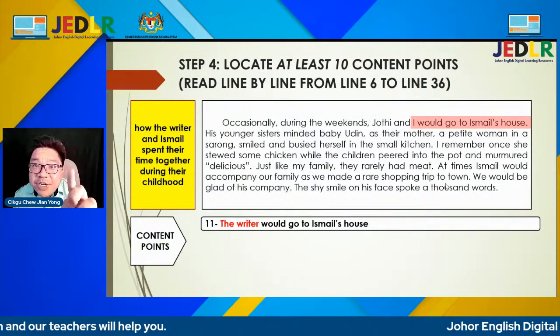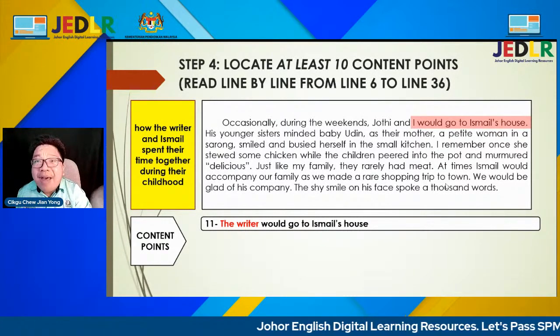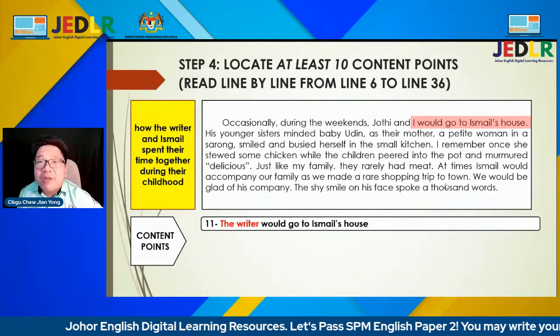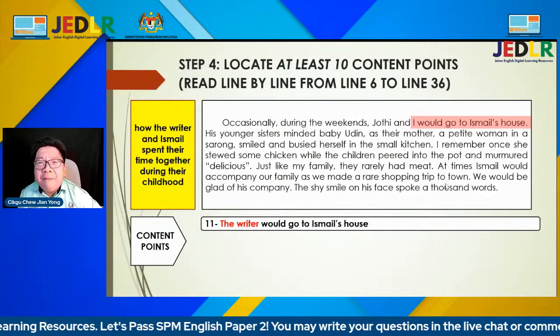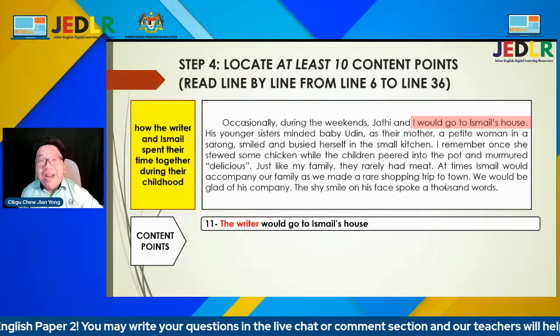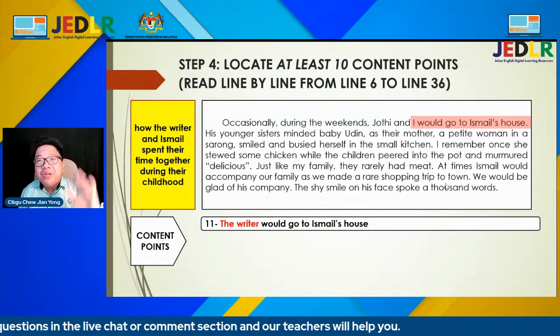Okay, let's continue. His younger sisters minded Bibi Udin as their mother, a petite woman in a sarong, smiled and busied herself in a small kitchen. Any point? It's talking about the younger sisters and the mother. We are not interested in the sisters and the mother. We are interested in what the writer and Ismail did. Okay, so no point there. You can throw that away.